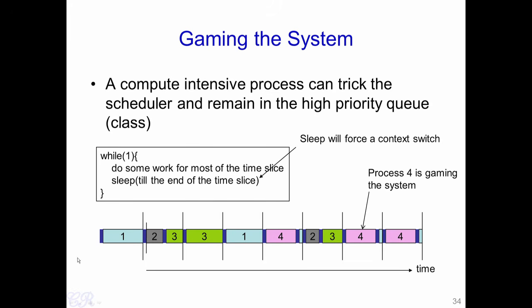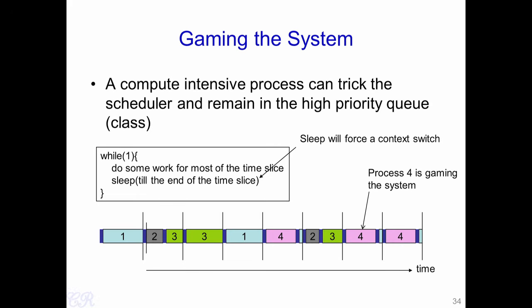So, let us assume the malicious process knows the time slice of the system, that is, it knows whenever the time slice completes and it knows when a context switch occurs. So, let us say it has a loop such as this over here. Essentially the malicious process will do some work for most of the time slice and then it will sleep till the end of the time slice. Now, as we know, when a process goes to sleep, it goes from the running state to the blocked state. Therefore, sleep will force a context switch to occur.